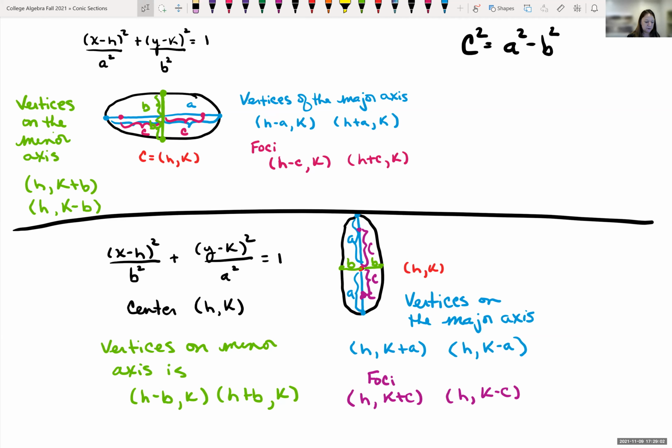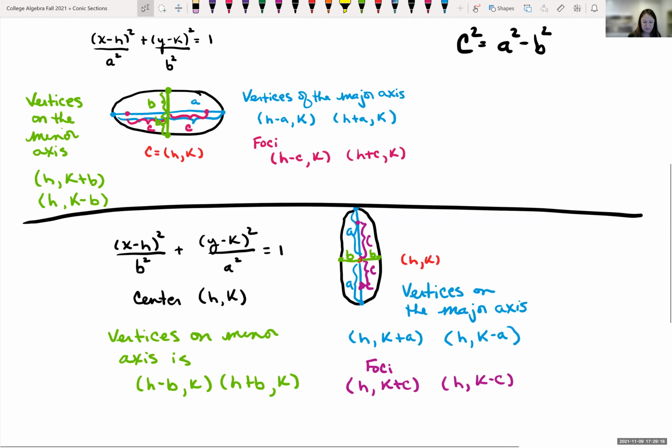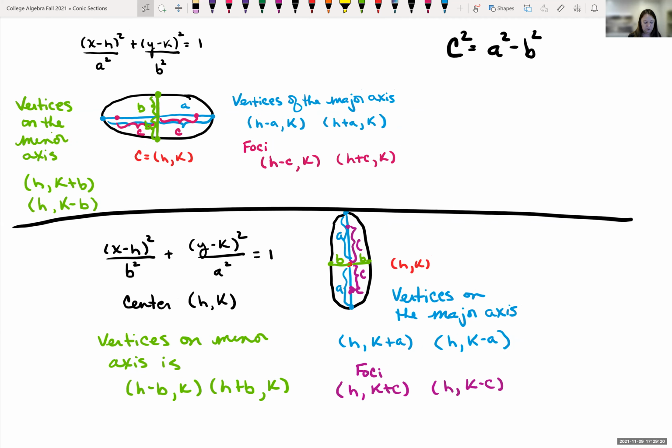Okay, so there was some terminology in here that you needed to be familiar with: the major axis, the minor axis, what it is parallel to, and then the foci, vertices on the major and minor axis, and the center. So let's go through and look at some examples.